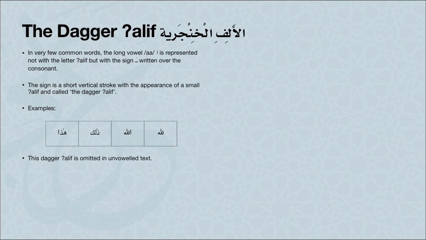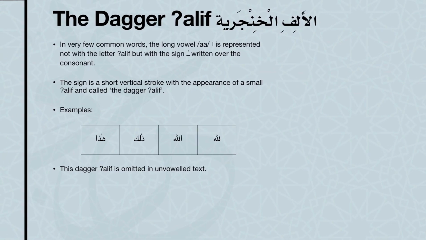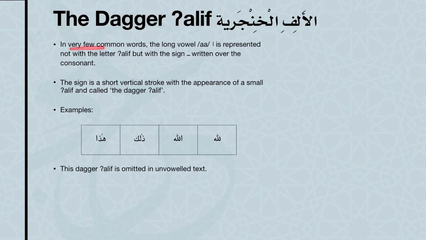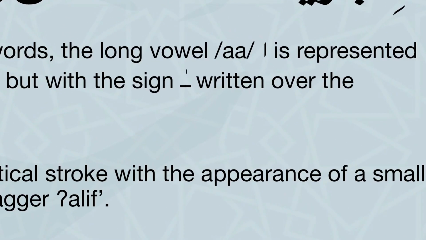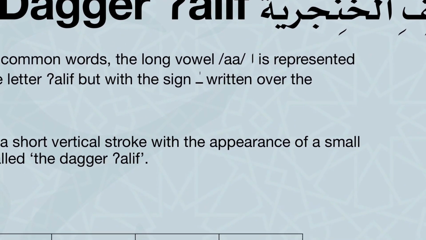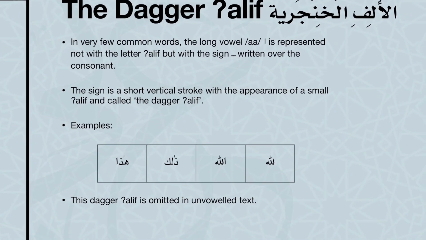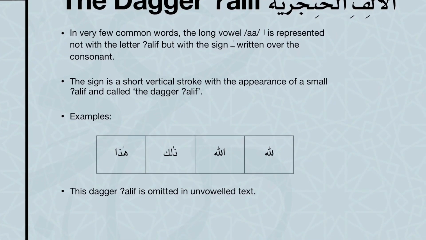So we'll jump to Alif Dagger Alif, or Alif Khanjariya. Basically, Alif Khanjariya is an orthographical convention. In very few common words, the long vowel a is represented not by the letter alif, but by a smaller one written like this. If I zoom in, you can see it's a little tiny alif, which resembles a dagger to the alif that is basically a sword, written over the consonant. Why? Because of convention. It was written like that ages ago and we just kept it. We never changed it. The sign is a short vertical stroke with the appearance of a small alif, called the dagger alif or alif khanjariya.